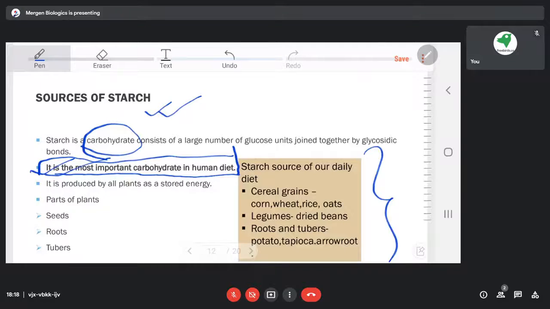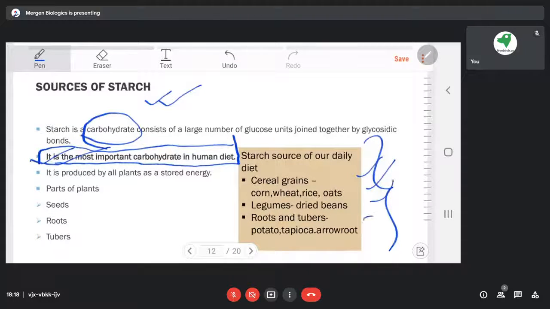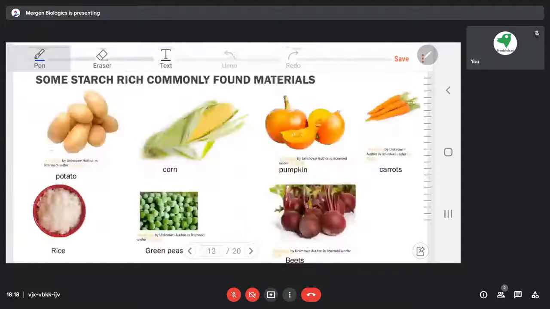You can check these items also if you want to know the amount of starch they have, and these are very good starchy foods, so please include these in your diet, if you don't have diabetes. For diabetic people this is very dangerous, but if you don't have diabetes and you are healthy, please include these starchy items in your diet. So these are some commonly found materials that have a larger amount of starch content in them.